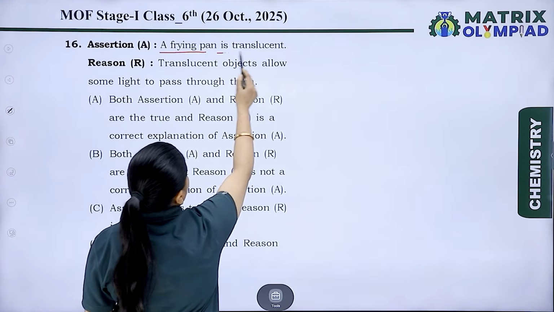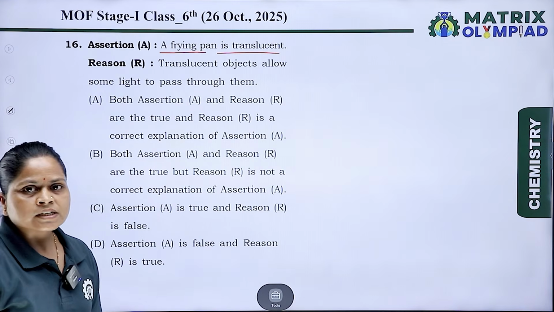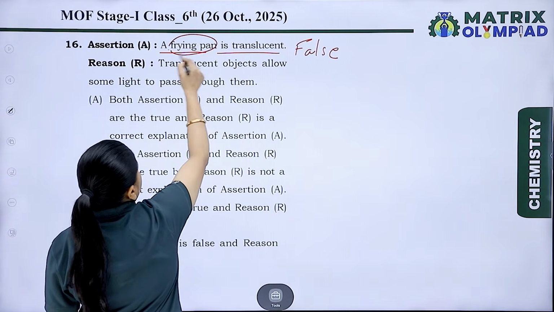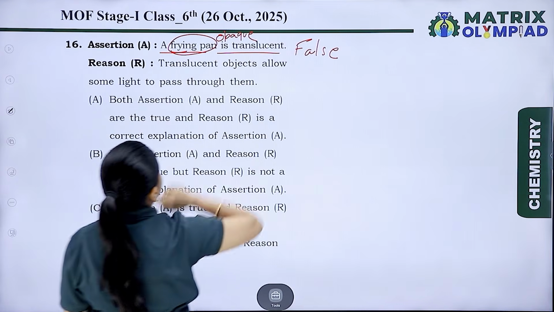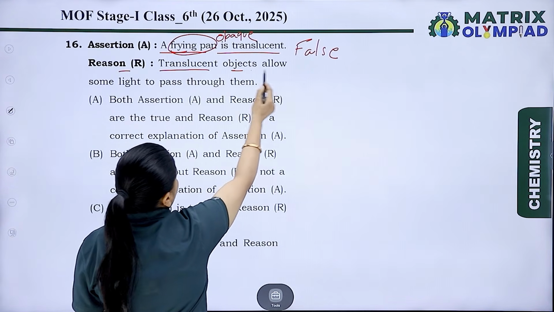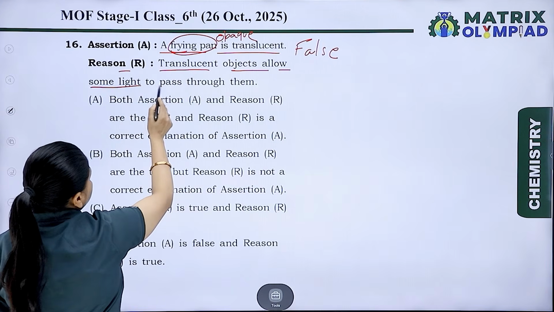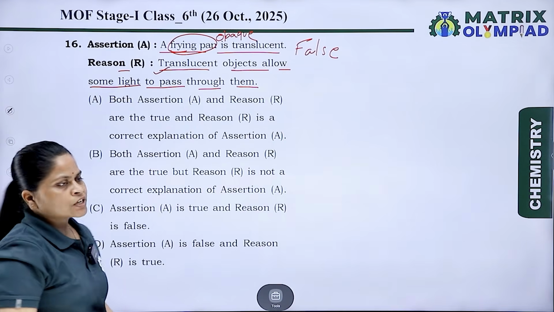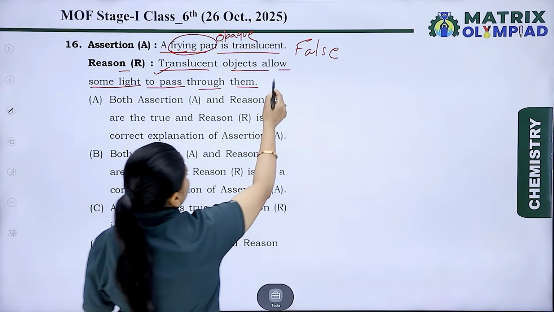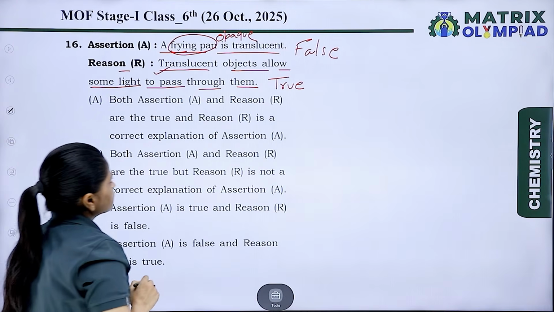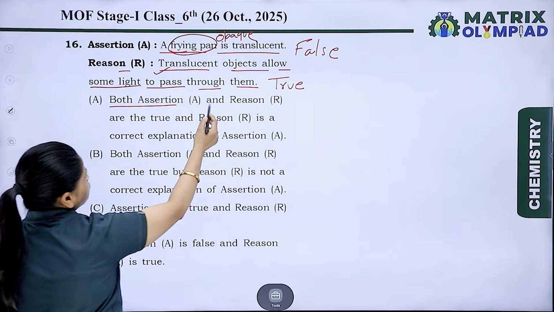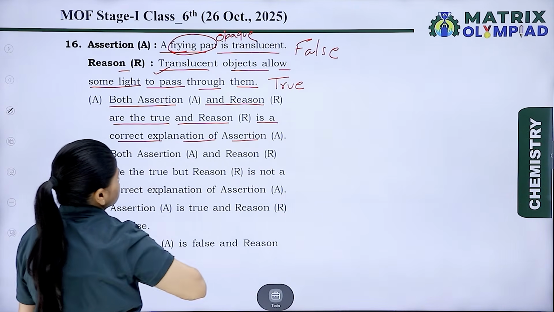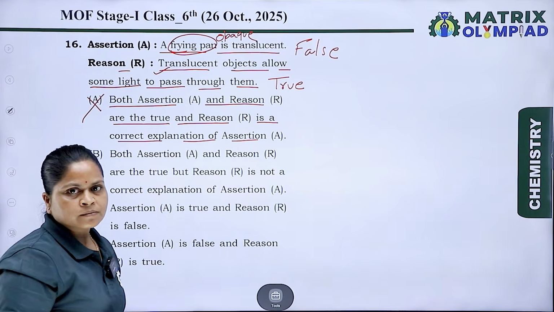Assertion: a frying pan is translucent. No, this is a false statement, because as we know, a frying pan is opaque. Reason: translucent objects allow some light to pass through them. Yes, translucent objects allow partial light to pass through them, so this is a true statement. Now, option A is both assertion and reason are true, and reason is a correct explanation of assertion. This is not the correct answer.